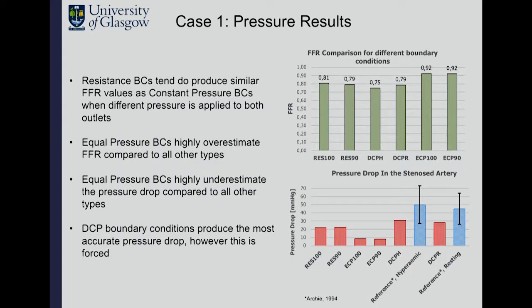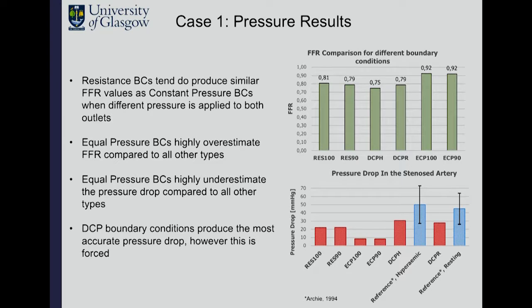How this translates to FFR and actual measurement of pressure drop. So here on the bottom, we have the pressure drop magnitude compared to in vivo measured data from literature for similar kind of stenosis. The stenosis measured in this study was between 76 to 92% area reduction, I think.